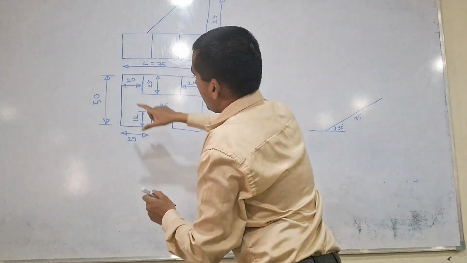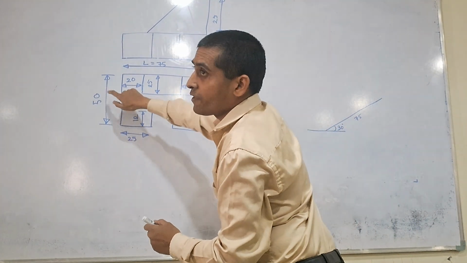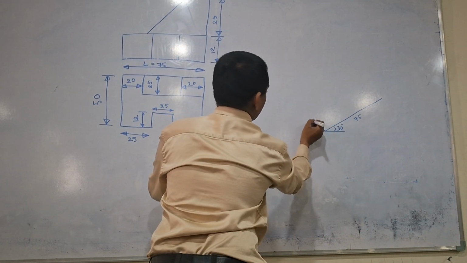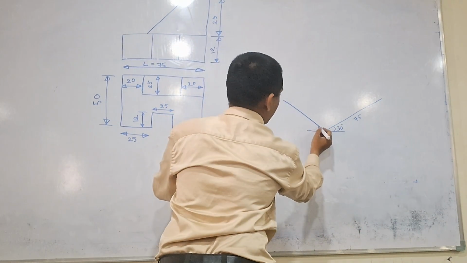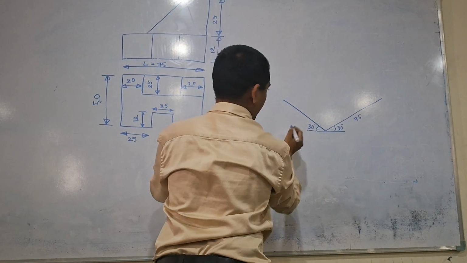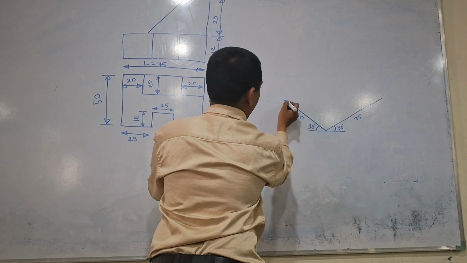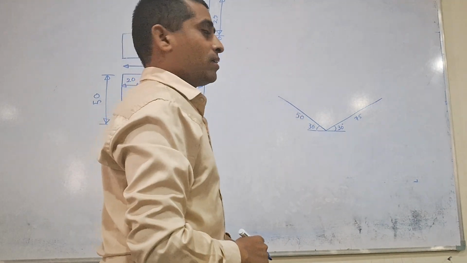Similarly, how much is the width? 50. The same width I am drawing here. This is 30 degrees. This one also 30 degrees. How much is the length? 50. With 50 I have drawn a line.